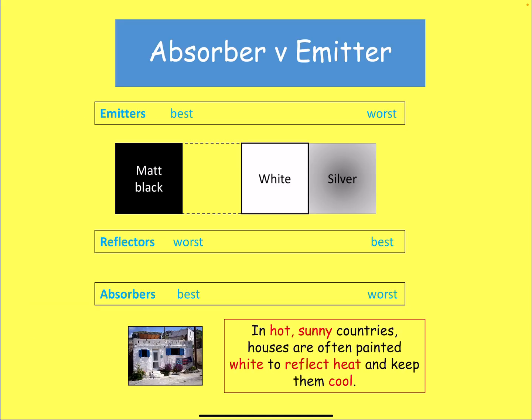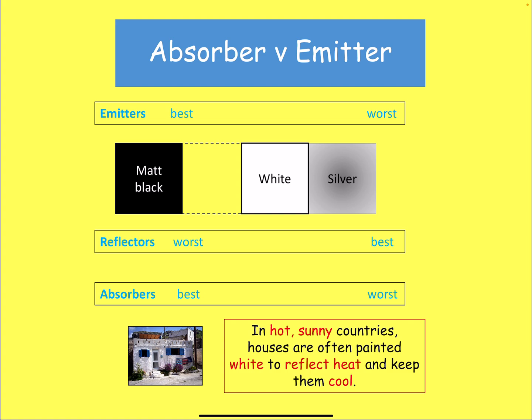So if you look at this, you've got a spectrum of all colours. Starting with matte black, and then you'll have all the other different colours in there, leading to white, and then ending with silver. And you can see matte black will be the best emitter, whereas silver will be the worst emitter.